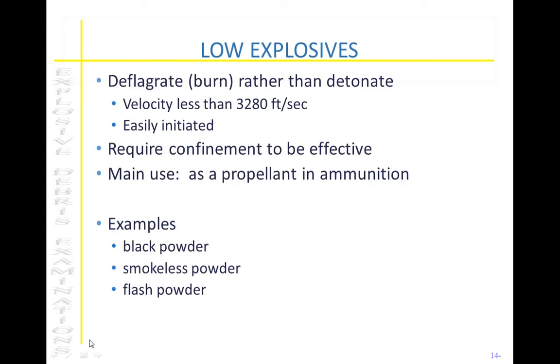So this means that your low explosives are going to burn rather than detonate. However, they're going to be very easily initiated. They do require some confinement to be effective, so the main legal use of low explosives is going to be as a propellant in ammunition. Common examples of low explosives are black powders, smokeless powders, and flash powders.